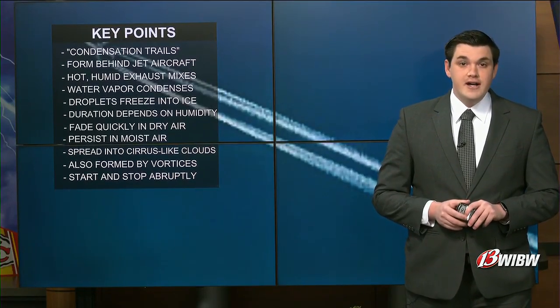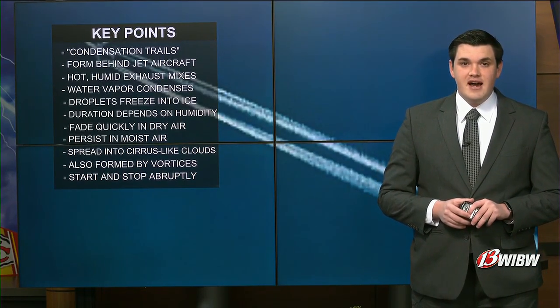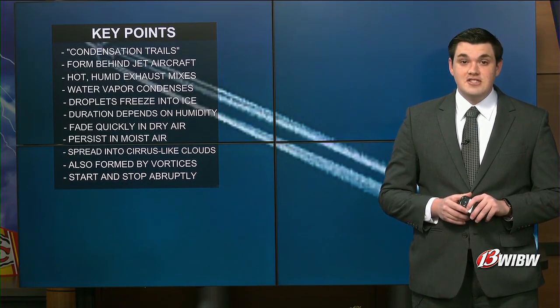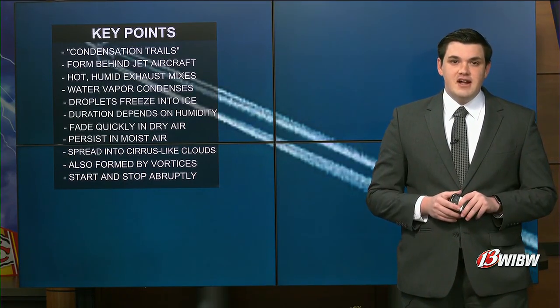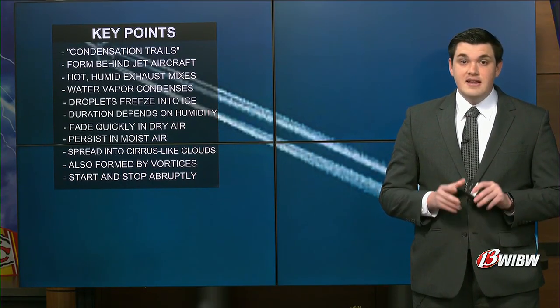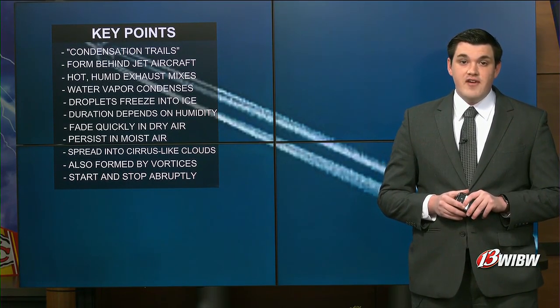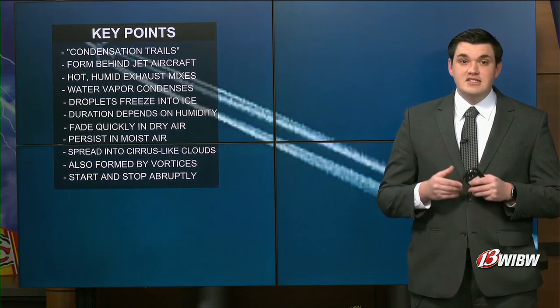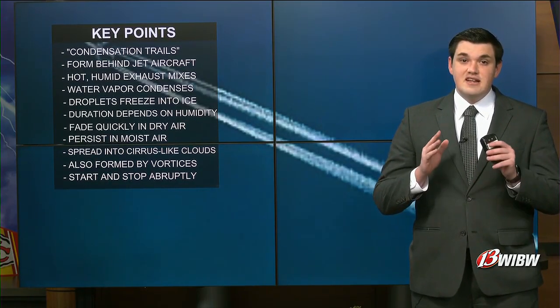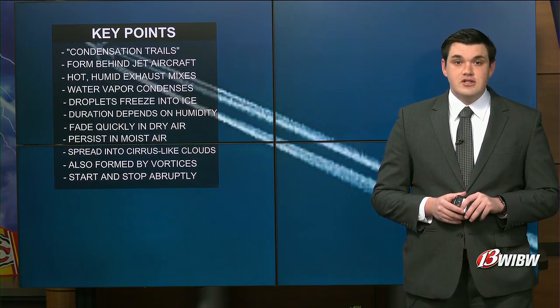Contrails are long white streaks we sometimes see trailing behind aircraft. The word contrail is short for condensation trails, and they form when hot, humid jet exhaust mixes with the extremely cold air high in the atmosphere. The sudden temperature drop causes the water vapor to condense onto tiny soot and sulfate particles in the exhaust. Almost instantly, these droplets freeze into ice crystals.